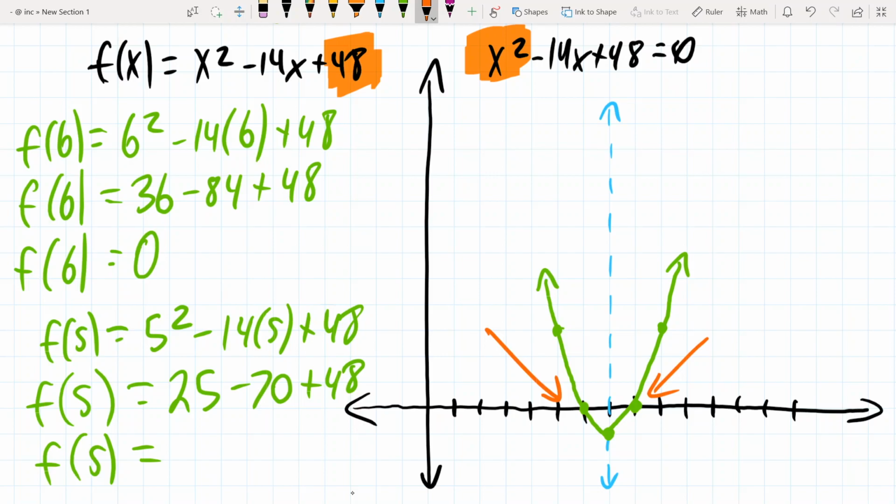You could do 6 squared minus 14 times 6 plus 48, you would get 0. You could do 8 squared minus 14 times 8 plus 48, you would also get 0. But it's a good idea if you aren't completely confident in your solution. That's a way to check your work and make sure it actually works. Just like any equation, once you get the solution, go back, plug it into the equation, and make sure it actually works.